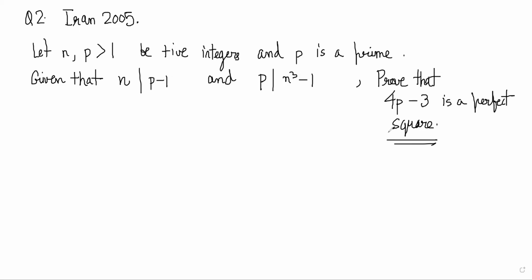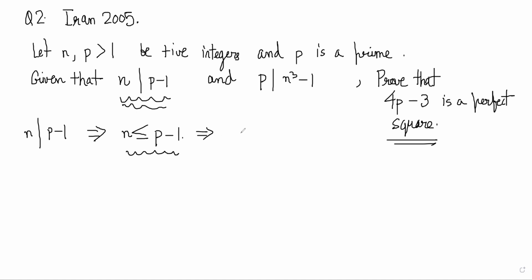Right. So we have this information, n divides p minus 1 and p divides n cube minus 1, where n and p are greater than 1, they are positive integers, and also p is a prime. We have to show that 4p minus 3 is a perfect square. You should pause the video at this point and try the questions yourself. I will go ahead with the solution. So let's try to analyze what we can deduce from here. So we have n divides p minus 1. So that implies that n must be less than or equal to p minus 1, because n must be smaller so that it can divide it, right?